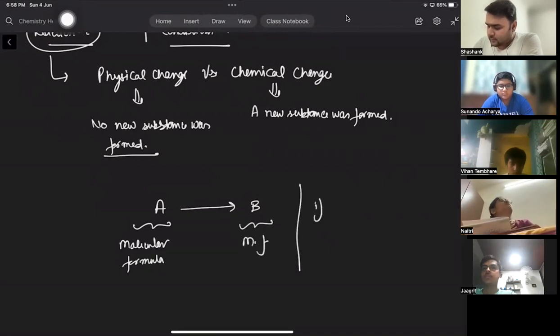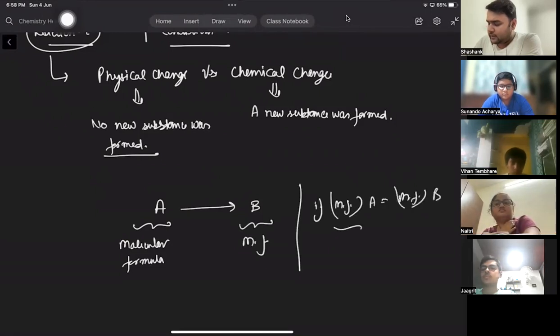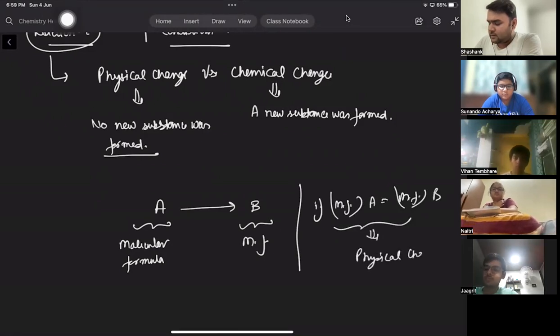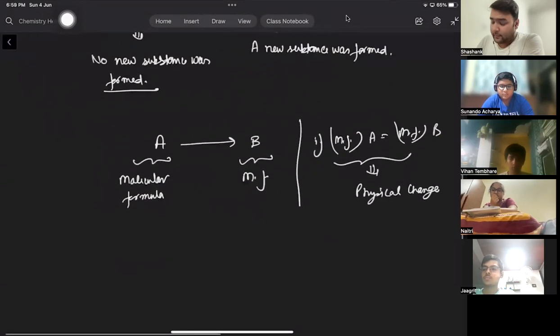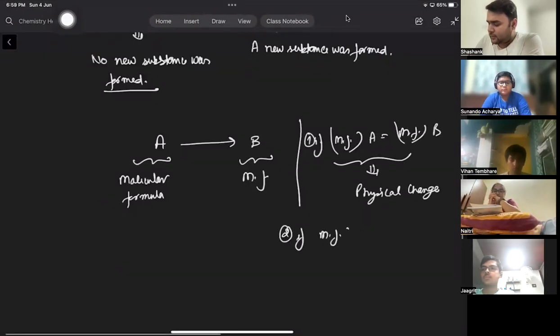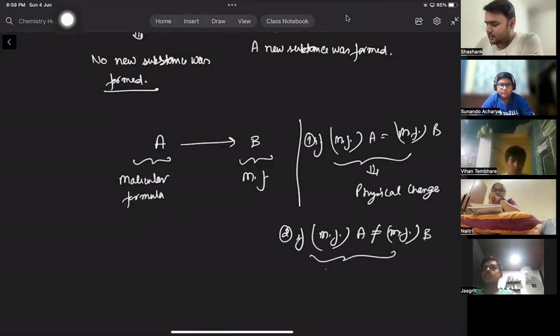If the molecular formula of A is equal to the molecular formula of B, this is a physical change. It means that no new substance has been produced. But if the molecular formula of A is not equal to the molecular formula of B, then we say this is a chemical change.